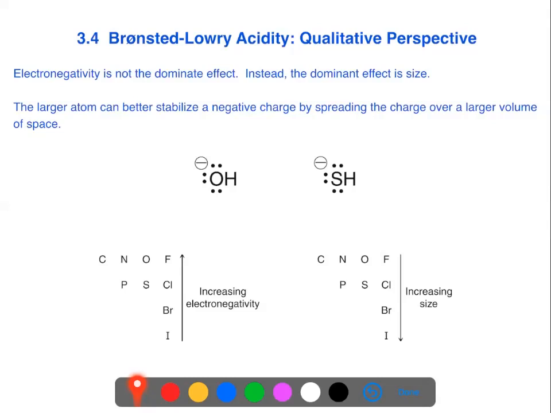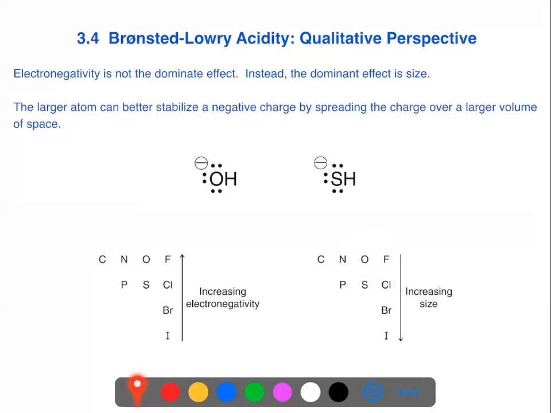So sulfur being in the third row, oxygen in the second row, a much more dominant effect is the actual size of those elements, or the relative size of those elements. As we go down the periodic table, we know that the atoms are increasing in size as they're incorporating more and more electrons. And so the size of sulfur is greater than that of oxygen. So how does that have an important role?